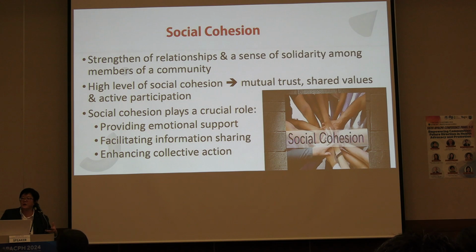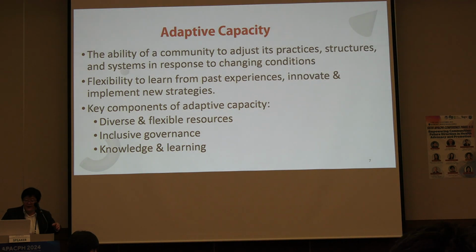This is where the social network comes in, where during a crisis there will be time to provide quality or accurate dissemination of information to the community, be it safety measures or other information that may be related to the crisis. And of course, enhancing collective action, that is hearing the whole community as a whole, their perspective and their needs. And adaptive capacity, the community's ability to adjust its practices, structure and system in response to the changing conditions. And of course, it also involves flexibility to learn from past experience and to innovate and implement new strategies to deal with any particular crisis.